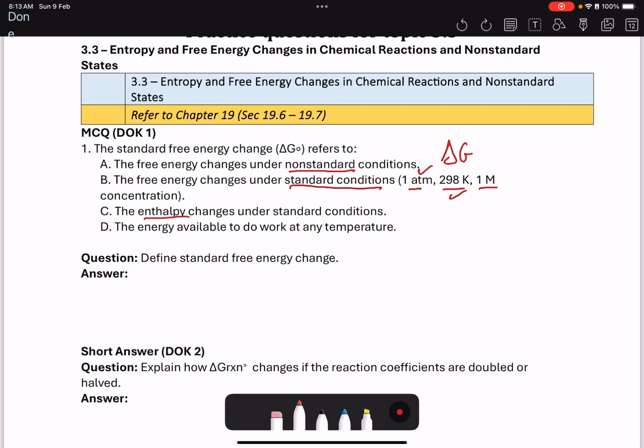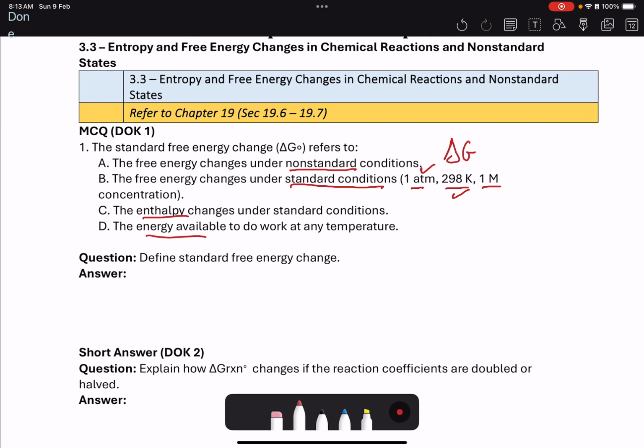It's not enthalpy, and it's not... that's the meaning of delta G. It's the energy available to do work. But as a representation, we refer to it as the free energy change, the Gibbs free energy change.